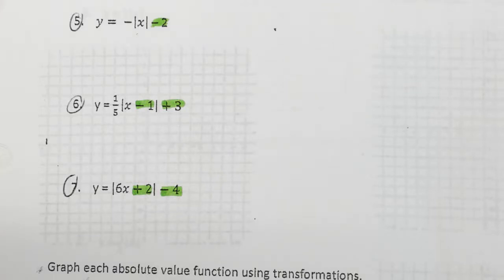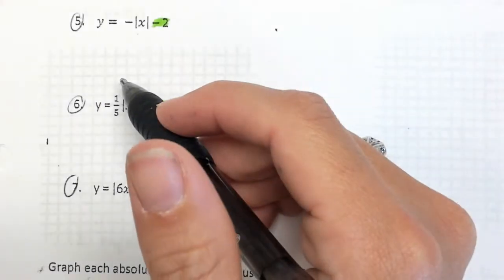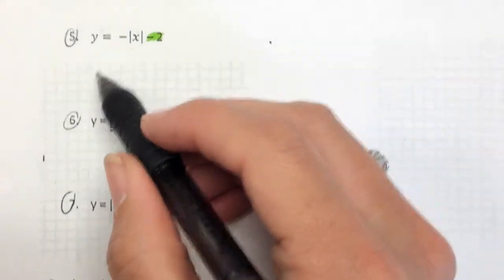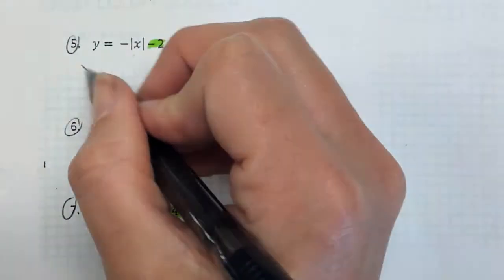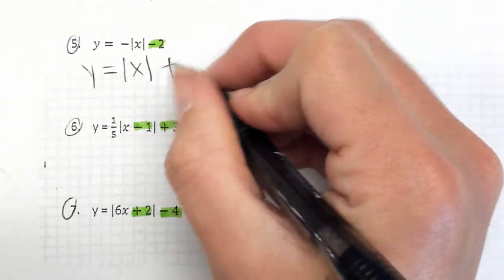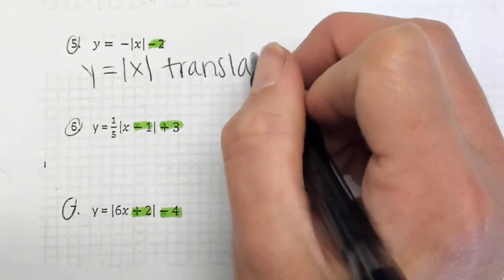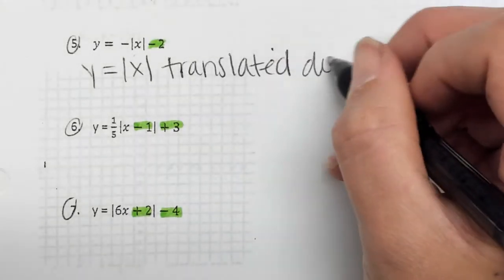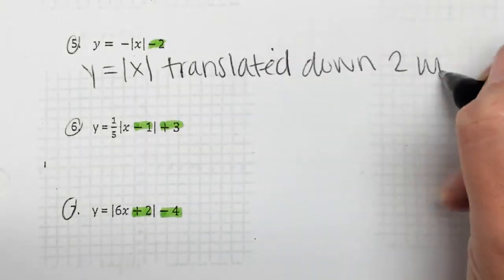right. Alright, let's go over these. When I call on y'all's group, just tell me what you wrote for this one. Starting with Sid, what do y'all have for this one? We had y equals absolute value of x translated down 2 units. Would everybody agree?